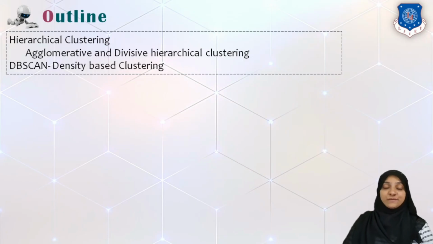Hi, in today's video we are going to cover two different types of clustering algorithms. First one is hierarchical clustering, in which we will see agglomerative and divisive hierarchical clustering. Although these two methods have different approaches, we will use the same method to make it. And the second one we will see is DBSCAN, which is nothing but density-based clustering.